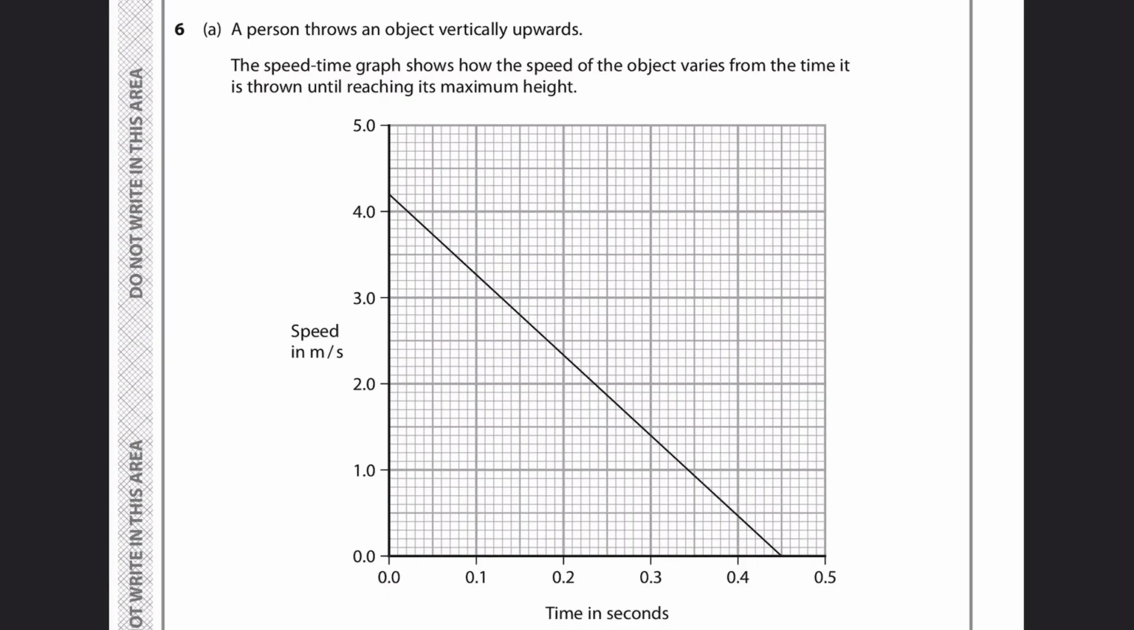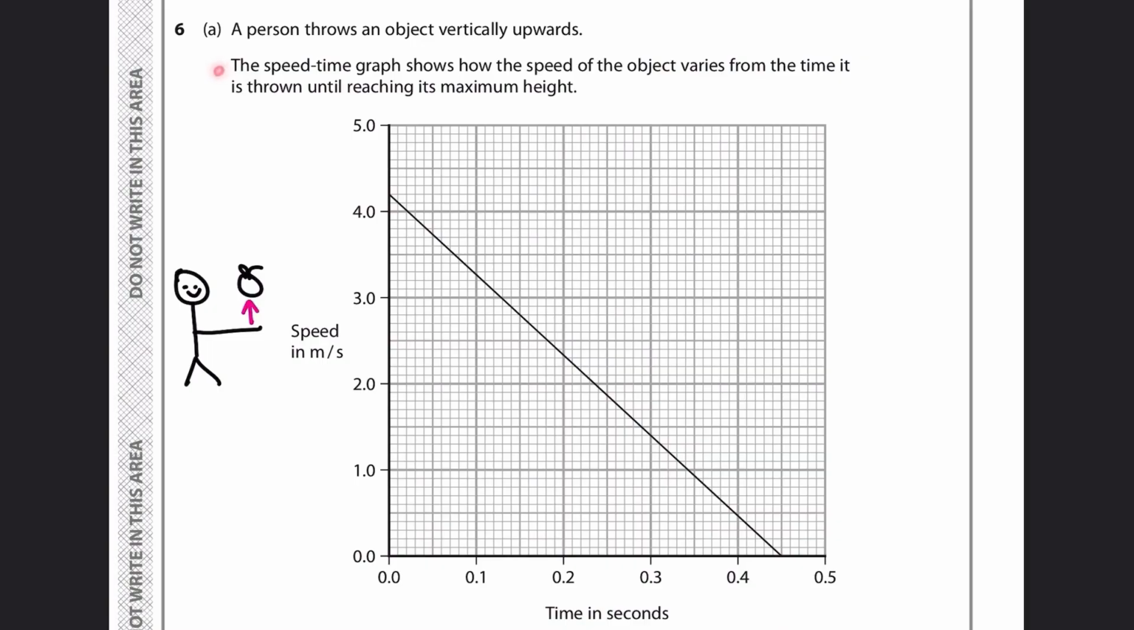Okay, question 6 says a person throws an object vertically upwards. When you read physics questions, picture it, imagine it happening. Now, this person is throwing an object vertically upwards. Let's picture that. So this is you, and you're going to throw an object vertically upwards. Let's make this object an apple, for example. And this apple is being thrown upwards by you.